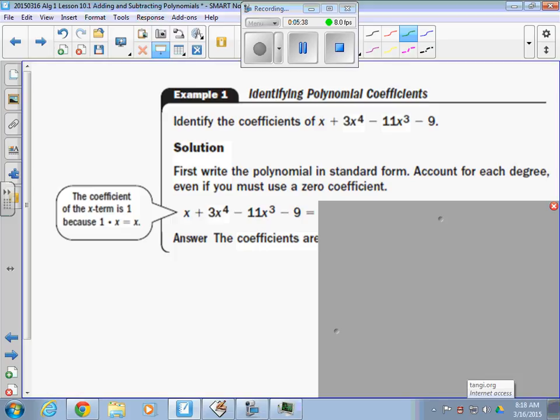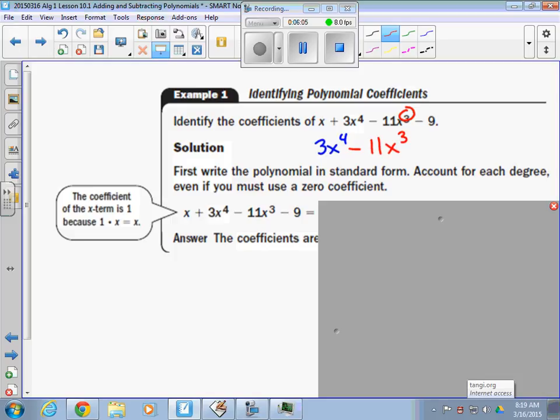So x to the fourth power, identify the largest degree. That's the first thing you want to do. Identify the largest degree, and just reorder it to be in standard form. You know that's positive 3x to the fourth. Then the next one after x to the fourth is x to the third. So you know that that's negative 11x to the third.